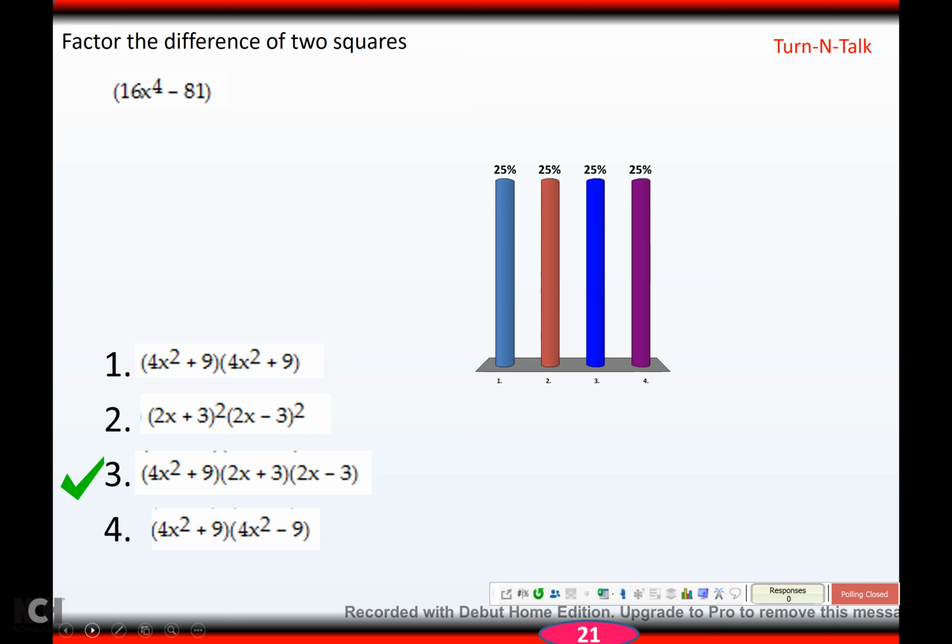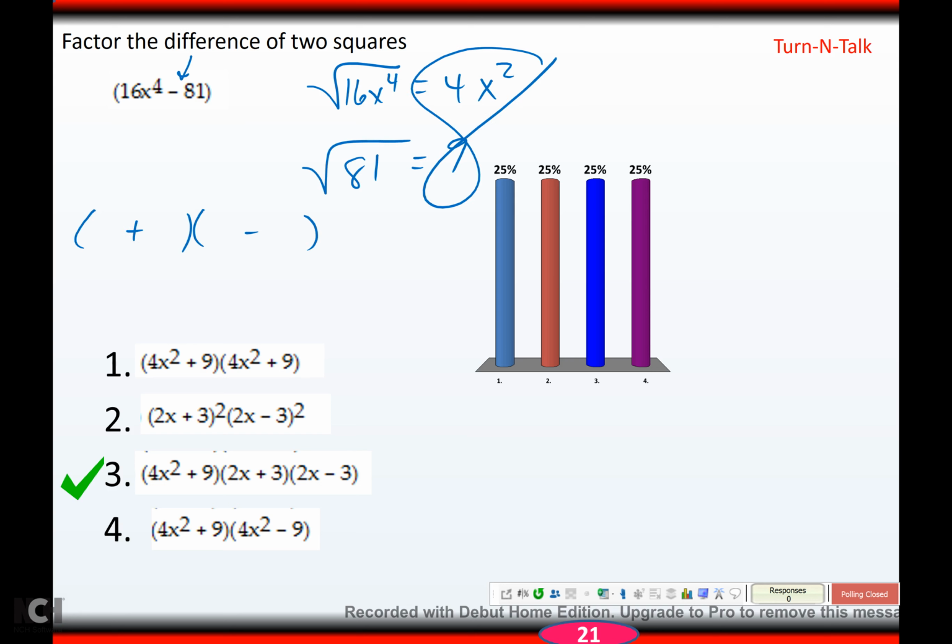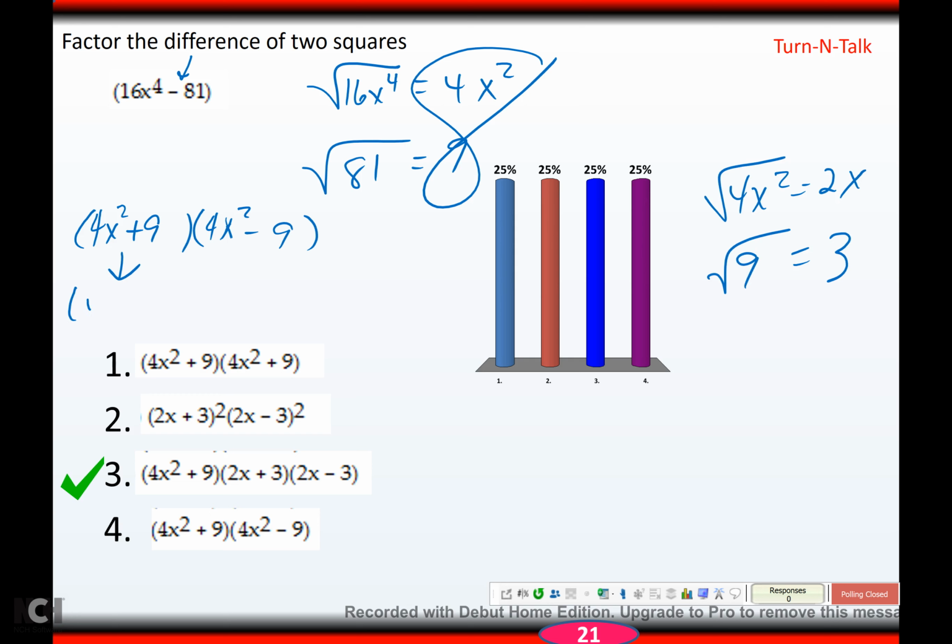Okay, this one's pause, and we're back, and the answer is 3, because the square root of 16x to the 4th equals 4x squared, the square root of 81 equals 9, it's a difference, so bino, bino, plus and minus. My terms are 4x squared plus 9, 4x squared minus 9, which are both perfect squares. The square root of 4x squared is 2x. The square root of 9 is 3. Now, you can't do anything with the sum of squares, so it stays. But this will be bino, bino, plus and minus, with these terms: 2x plus 3, 2x minus 3.